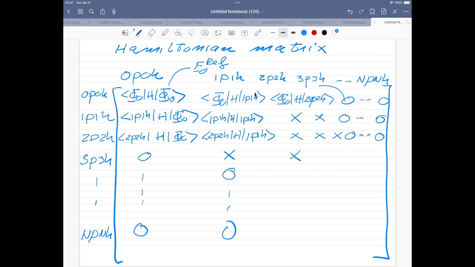So a 2 particle, 2 hole can link with a 3 particle, 3 hole and a 4 particle, 4 hole. But then the rest will be 0. And this is a matrix then, which is a kind of band diagonal matrix. So you would have something which goes like this with matrix elements which are non-zero.